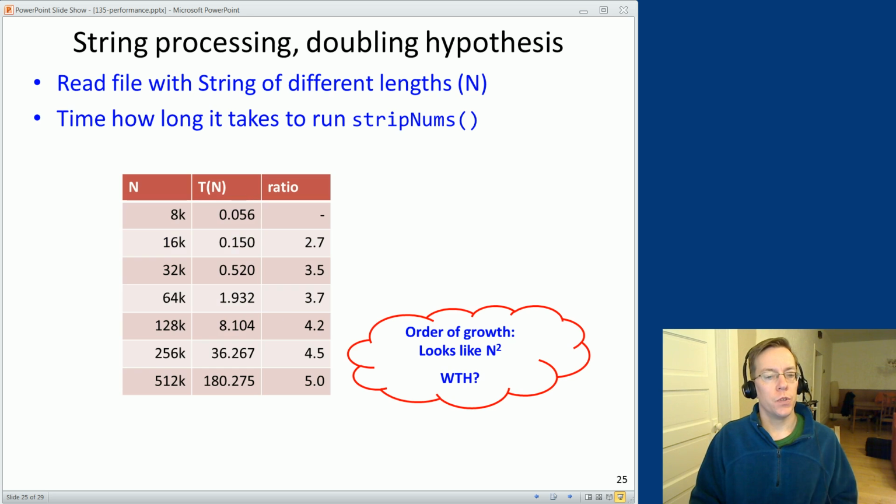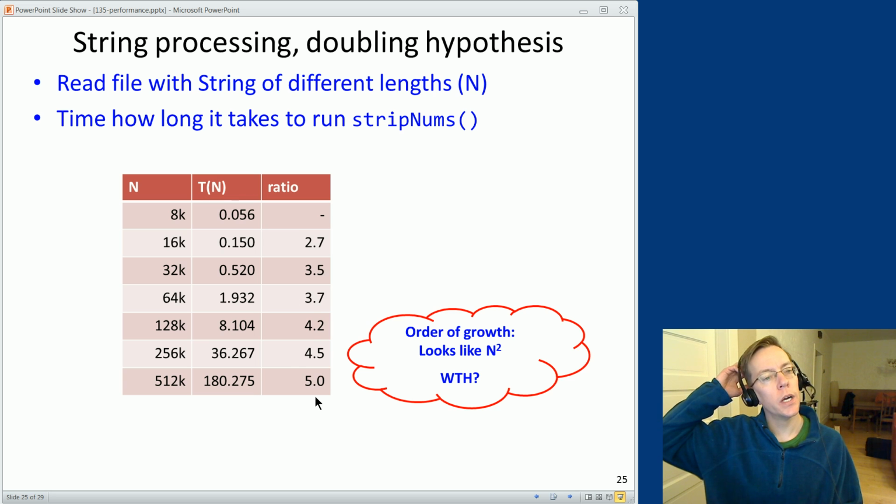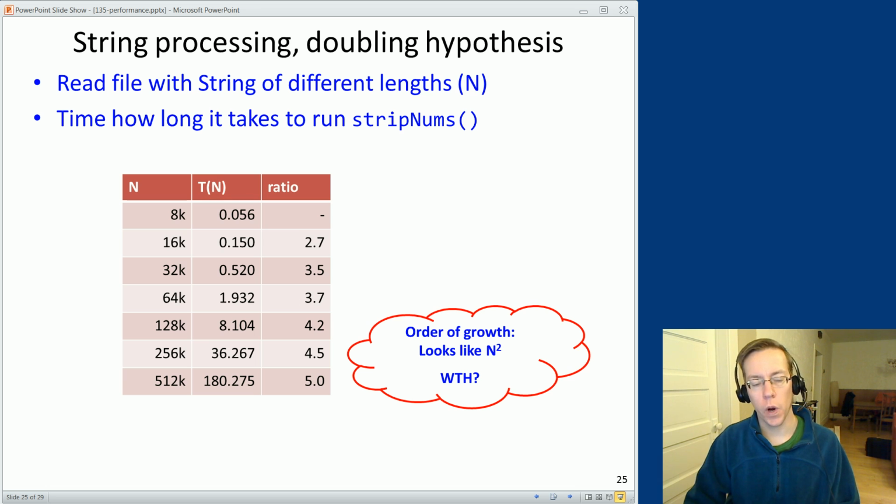Here is what happens when you run this program, though. You run it for different length strings from 8 up to 512, and you can see the times. Okay, we're getting a ratio that's around 4. So 2 to the 2, and that suggests we have an n squared order of growth.